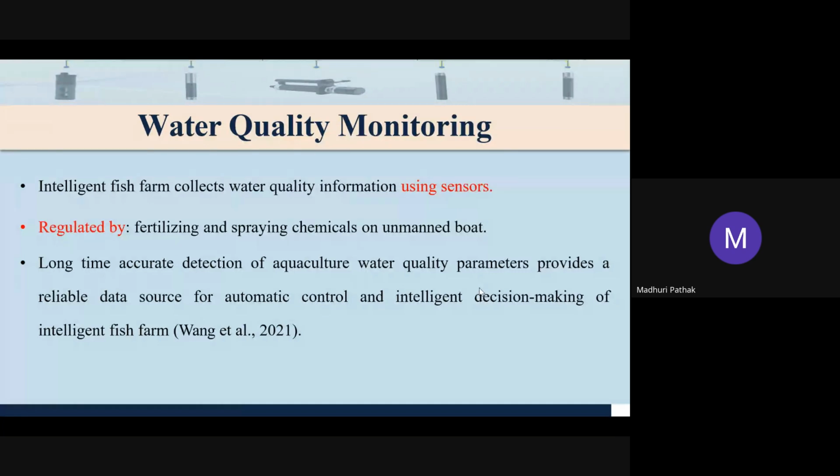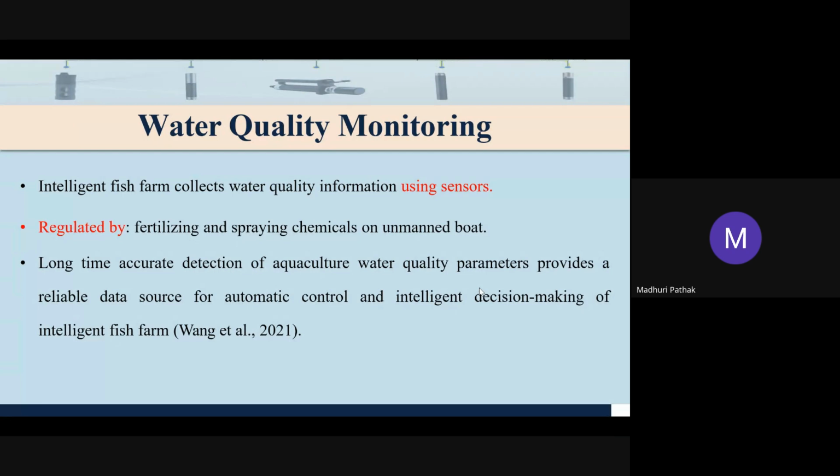Next is water quality management. The intelligent farm collects water quality information using sensors, which is regulated by fertilizing and spraying of chemicals by an unmanned port. Suppose your pH is very low, then you need to add lime, quick lime or agricultural lime, or fertilize the pond if you have a very low quantity of phytoplankton. All these things you can automate and manage the pond.